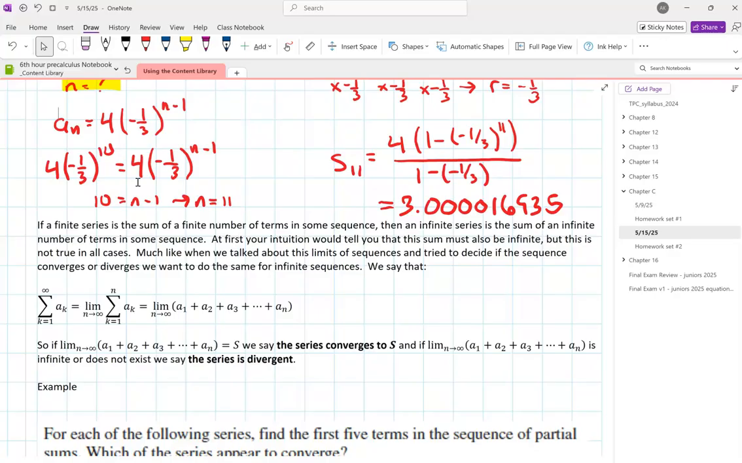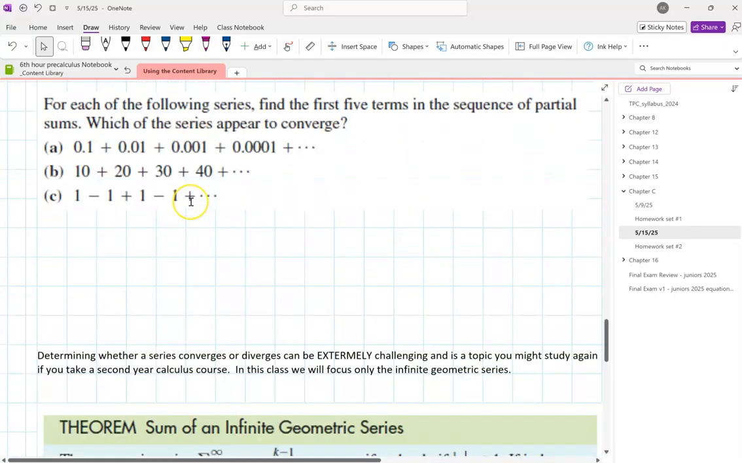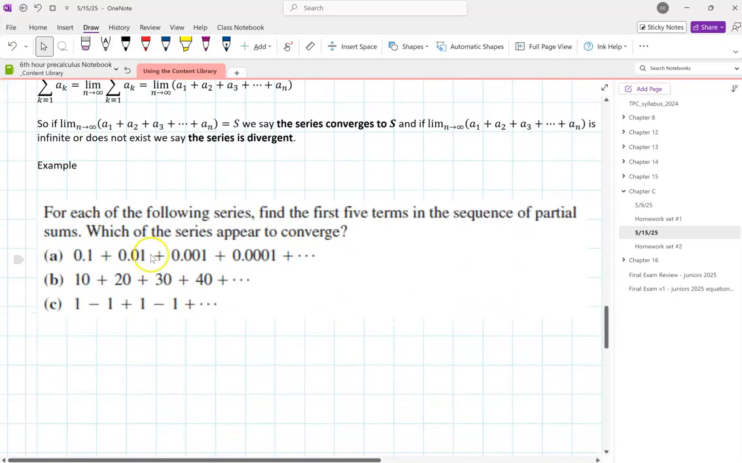Much like finding the limit of a sequence, if the limit of those partial sums is a specific finite value, we say that the series converges. If it's not finite or the limit doesn't exist, then we say it diverges. So let's take a look at a couple of examples here real quick and try to decide if these are going to converge or diverge by looking at the partial sums.